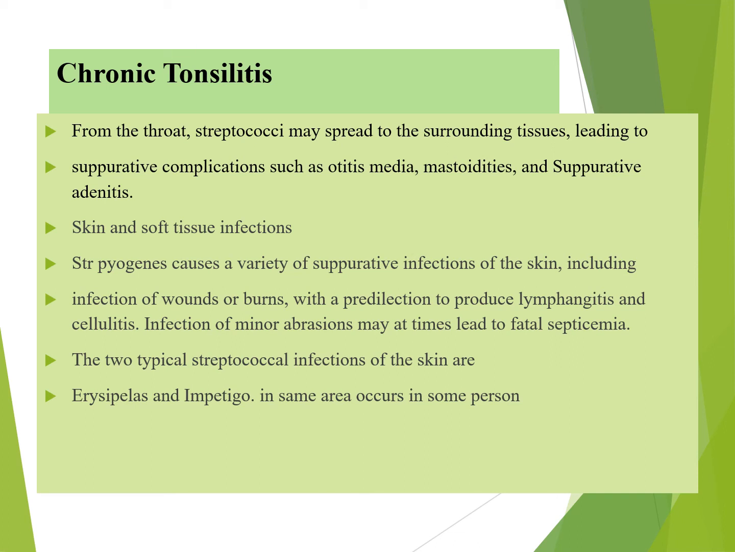There are two terms in bacteriology: bacteremia and septicemia. The difference between them is that bacteremia means bacteria in the bloodstream, but septicemia means the residue of bacteria, after death, or toxins or enzymes, present in the plasma. The two typical streptococcal infections of the skin are erysipelas and impetigo. Sometimes both infections occur in the same person.